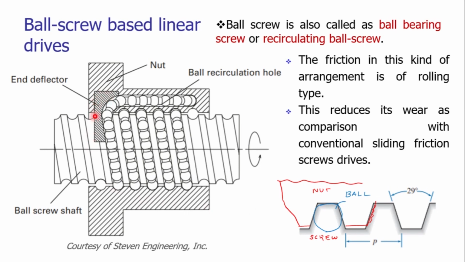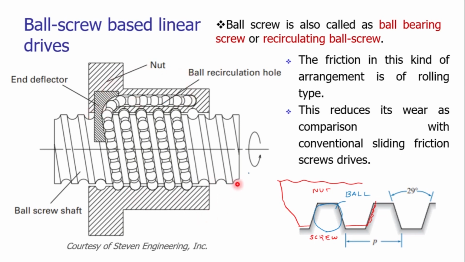But if you don't have any restriction for the movement of the balls, they may come out of this engagement. So to prevent that, we are providing an arrangement which will be recirculating these balls, which will be reusing these balls during the operation. So for that purpose, we need to have a variety of passages. The passage may be an internal passage, or we may have an external passage.